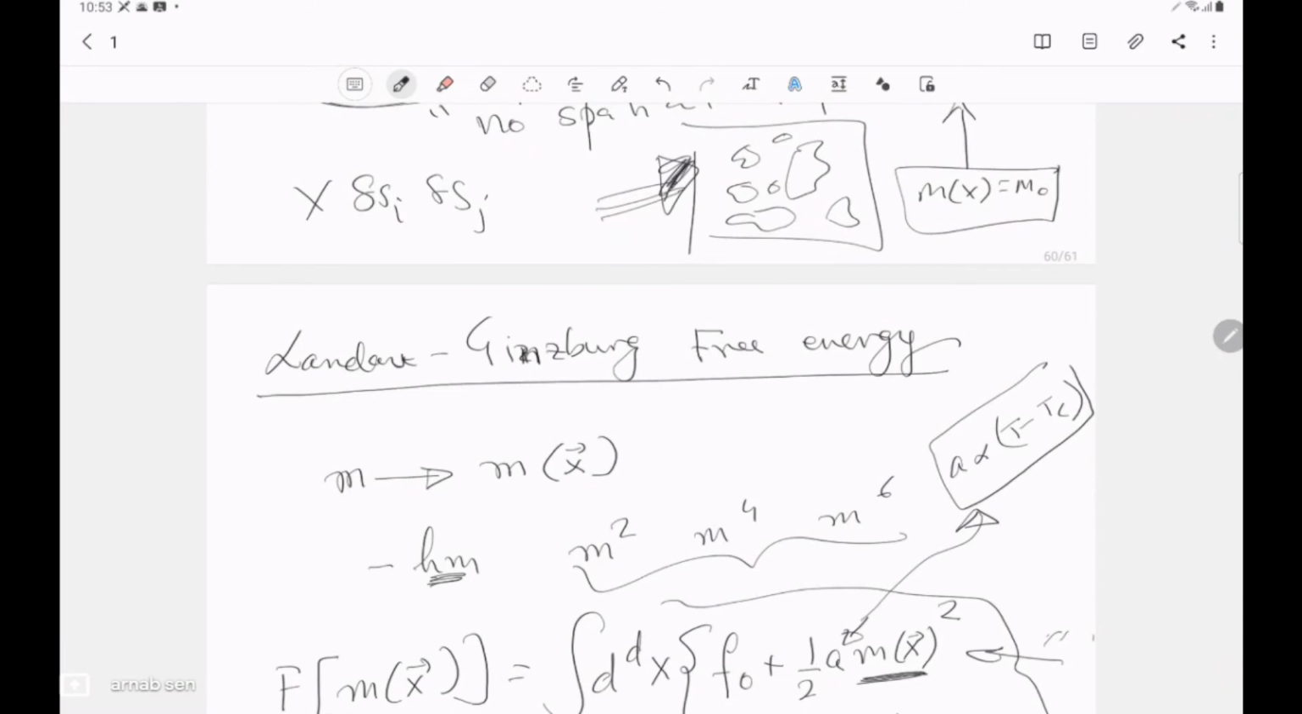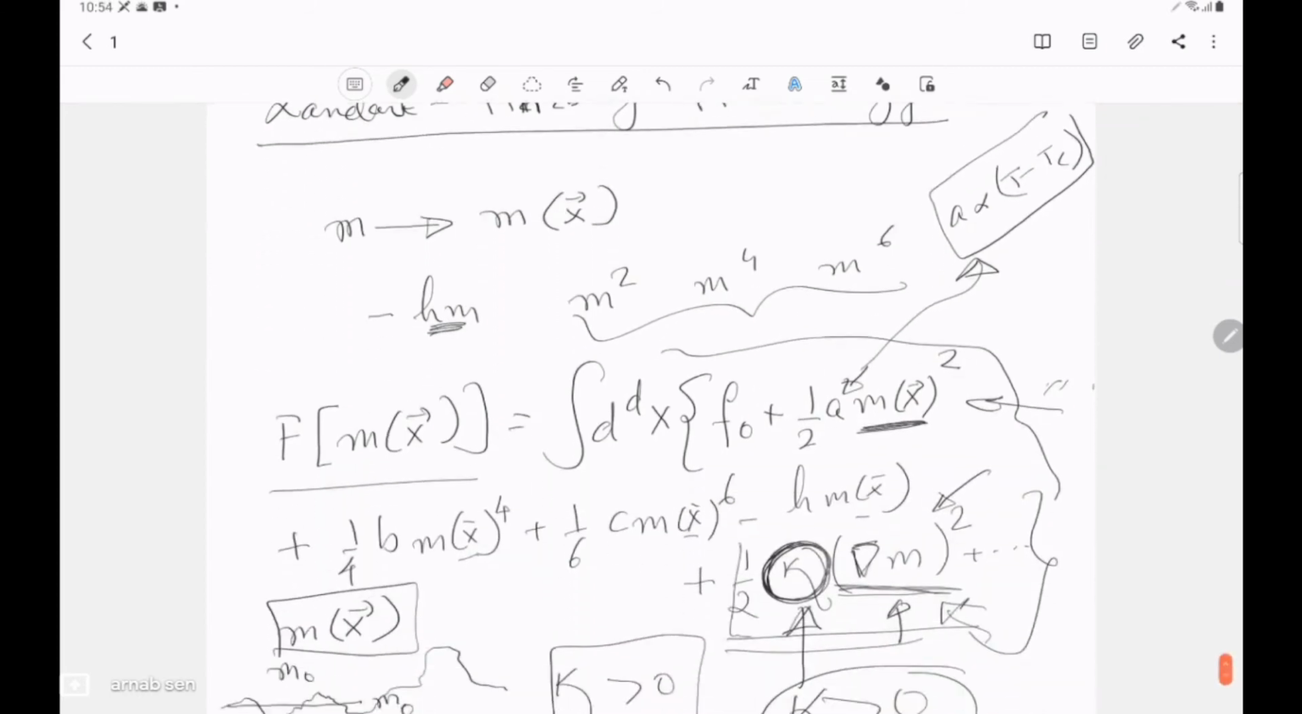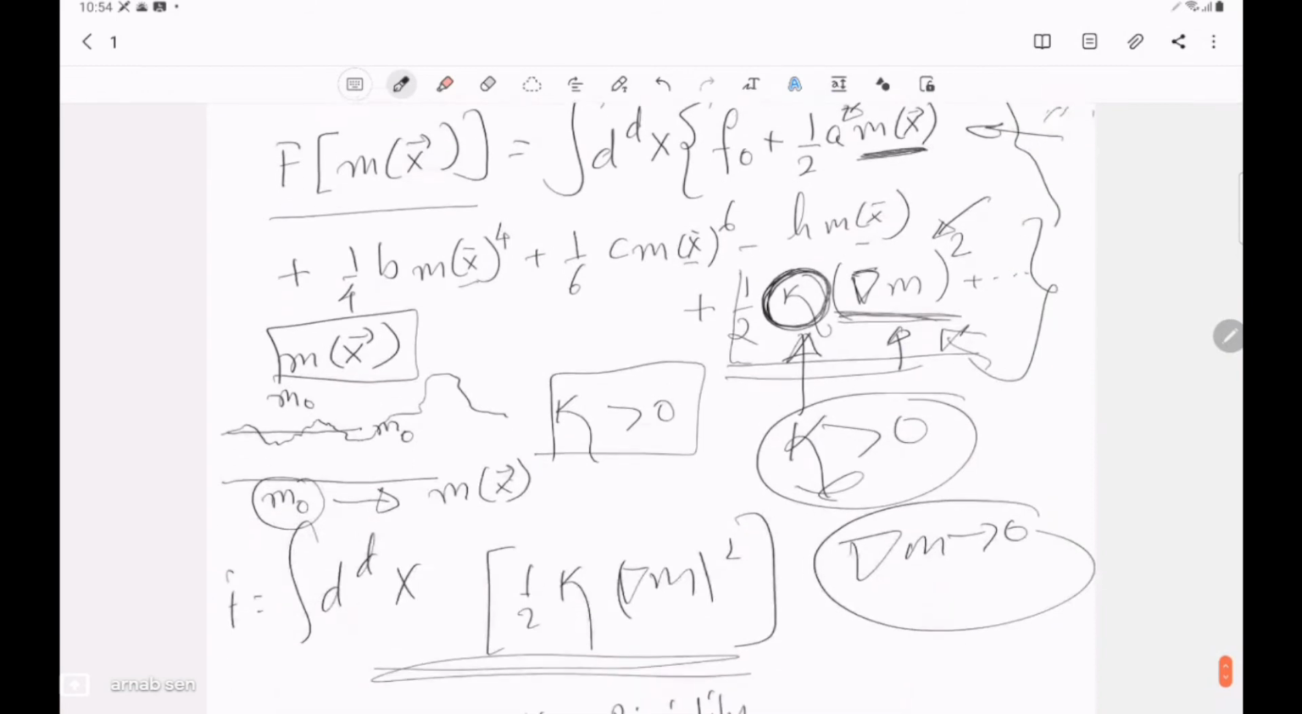But again, this is a phenomenological free energy. It's motivated by rules like symmetries, and symmetries of the order parameter, and things like that. Okay. So please ask questions if something is unclear. I'll of course elaborate on this, but yeah. Any questions at this point?